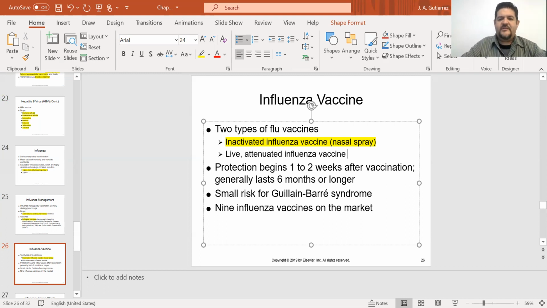We have to explain to the patient that the vaccine will take 1 to 2 weeks to provide protection, and the protection lasts around 6 months to a year, more or less.